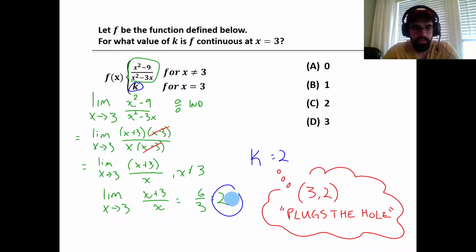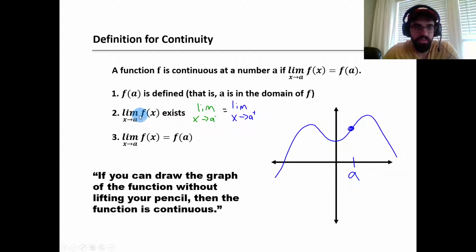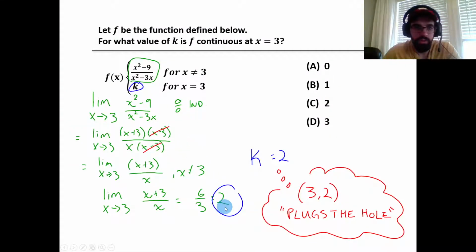And so to answer our question, yes, the limit as x approaches a does exist. And now we want the limit to equal f of a. Well, if the limit approaches 2, then at x equals 3, we want it to also equal 2. So k is going to have to be 2 to make this graph continuous. And so basically the point (3, 2) is the dot that plugs the hole on our graph.